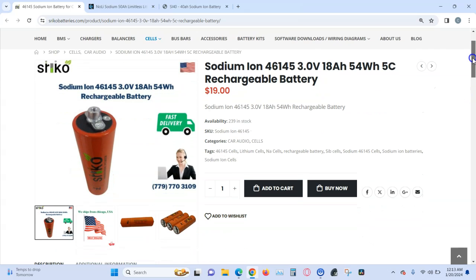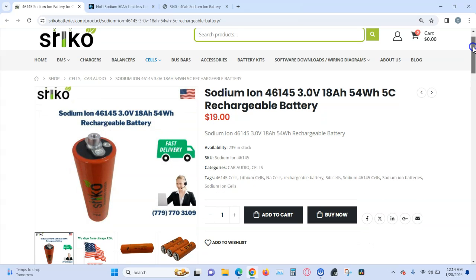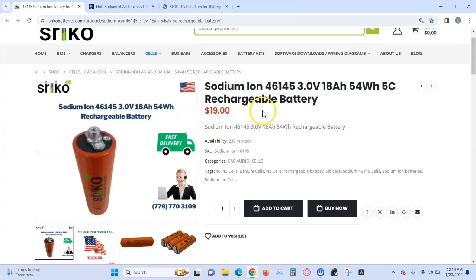I was seriously considering buying these cells. I looked them over for a little while, thought about them, did a little research, and then I found some concerns. But this is 18 amp hours. Now they are rated 5C. I've been following some threads online where people have actually been doing 12C.